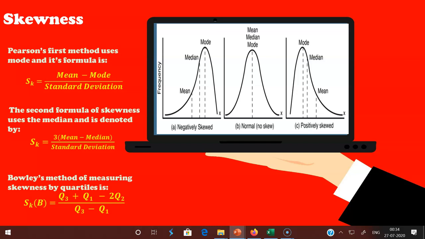One is called normal, the center, the B diagram, is normal. The left one is called negative skew, the right one is called positive skew. So I'm going to define what positive skew is first. When the curve inclines more towards the right, we ascertain positive skewness.